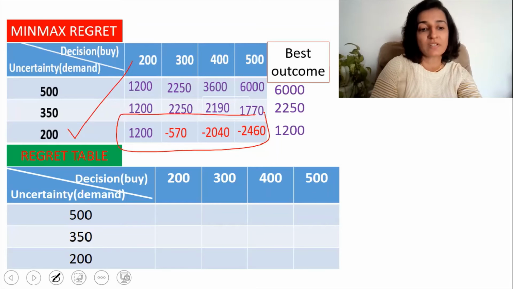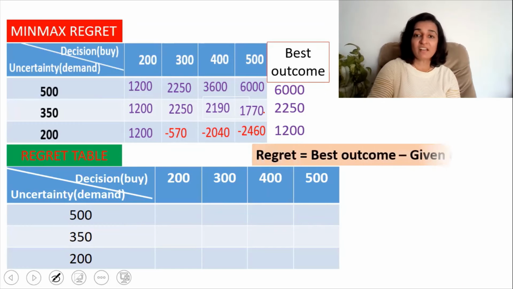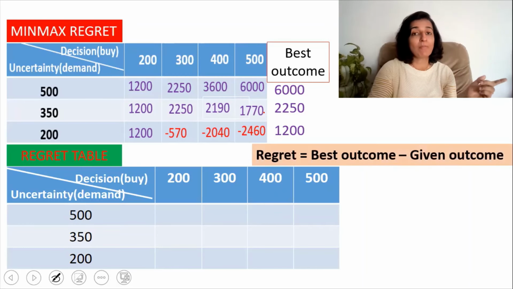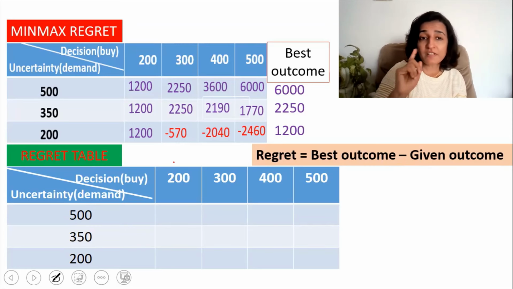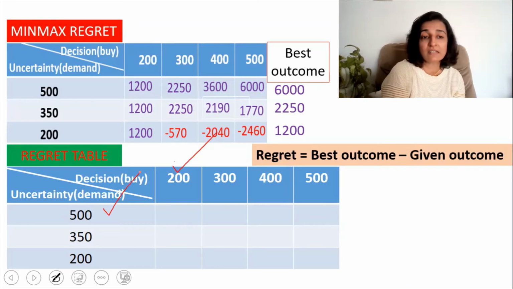Now coming to the third uncertainty, what is the best outcome? It is 1,200. Now we will go to the regret table. Now what was regret? Regret is best outcome minus the given outcome. So for the first situation, that is when 200 tickets are bought and when the uncertainty is 500 tickets, the best outcome was to get a profit of $6,000.